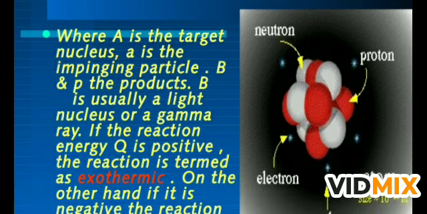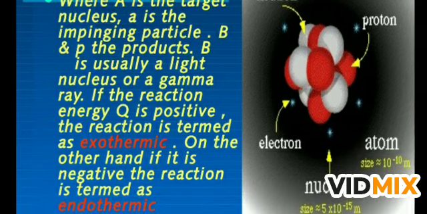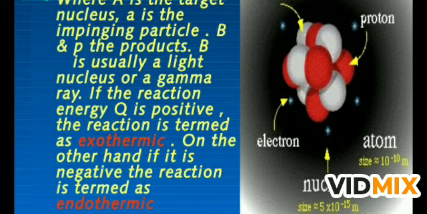If the reaction energy Q is positive, the reaction is known as an exothermic reaction. On the other hand, if it is negative, the reaction is termed as an endothermic reaction. So now everyone is familiar with exothermic and endothermic reactions. When the energy is released, it is exothermic, and when the energy is absorbed, it is endothermic. If the energy is positive, it is exothermic, and if the energy is negative, it is endothermic.